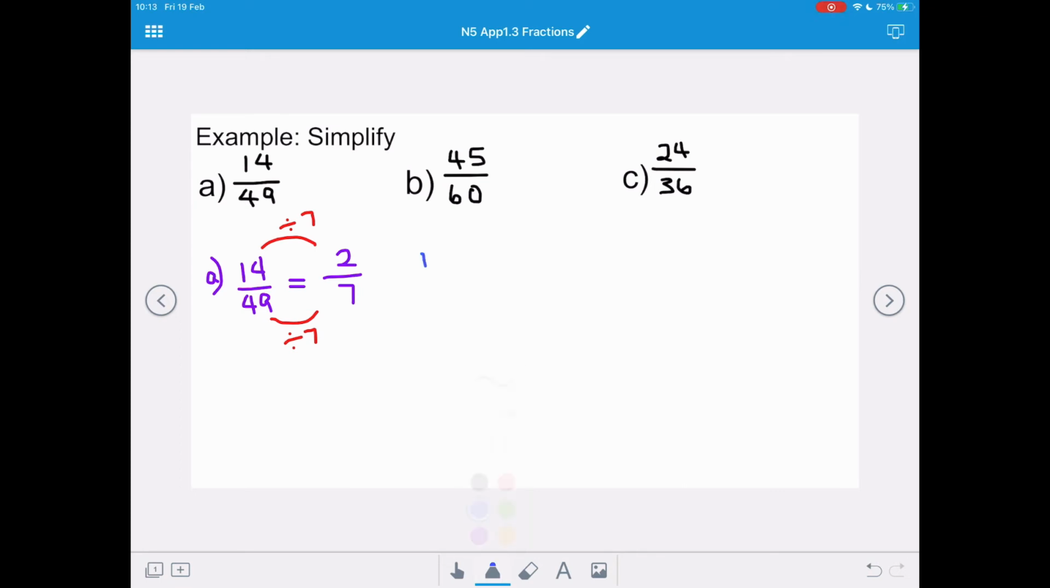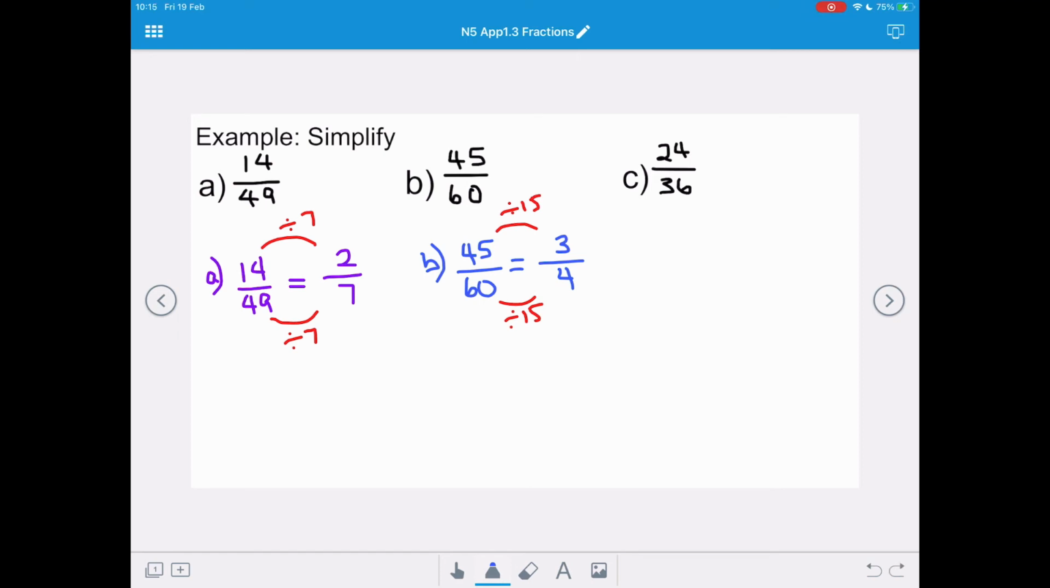In B, we have the fraction 45/60 that we want to simplify. Using the highest common factor, which happens to be 15, we can do this in one step. So we need to divide the top, or the numerator, by 15, and we need to divide the denominator by 15. So 45 divided by 15 gives us a numerator of 3, and 60 divided by 15 is 4.